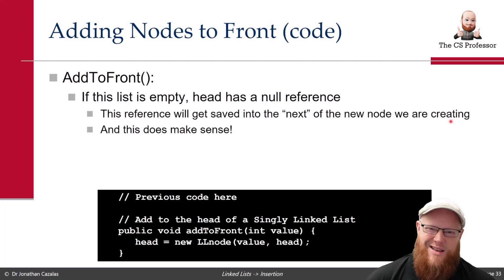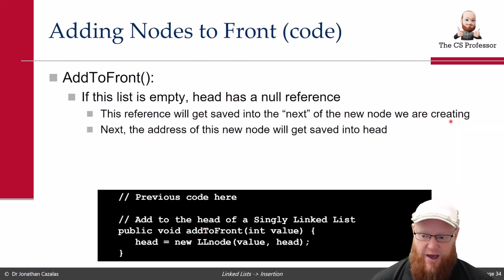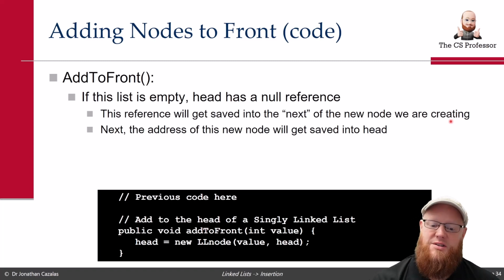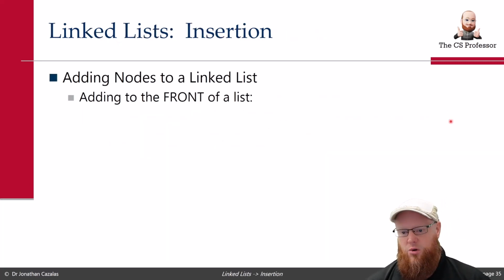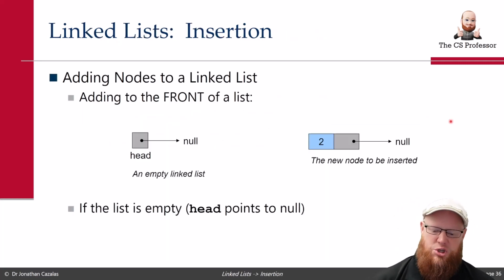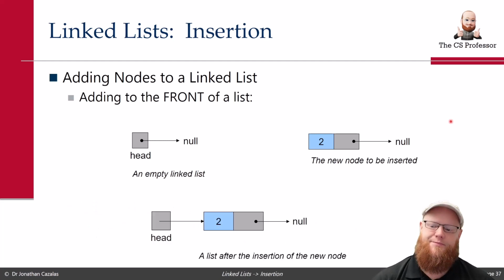Of course, that means the node we're creating is going to therefore point to null as well, which is fine. And that address is going to get saved into head. So head will then point to that newly created node, and that new node will point to null, this depiction that we've already shown you.